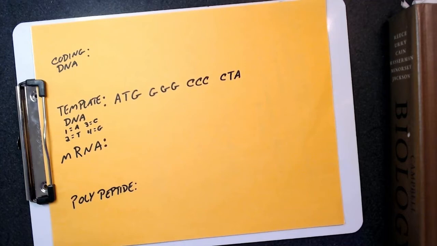Now, across from this template strand, there's another strand of DNA. That's the coding strand. And you know the base pairing rules. A binds to T, and T binds to A. C binds to G, and G binds to C. So using those base pairing rules, see if you can figure out what the coding strand would look like. Go ahead and pause the video. I'll wait a few seconds, and then I will give the answer.